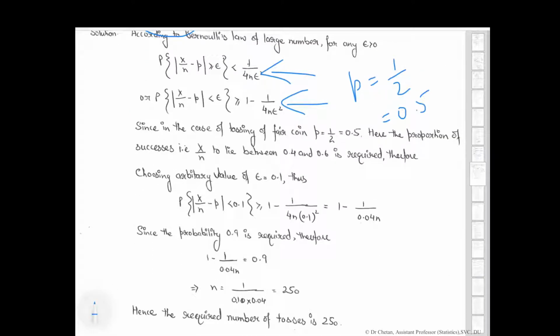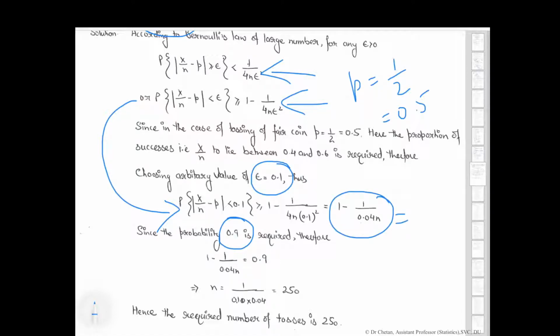Considering an arbitrary value of epsilon, here we consider 0.1. Therefore, this equation can be written as this. Since a probability of 0.9 is required, this quantity should be equal to 0.9. Therefore, n is equal to 250, which is the required number of tosses for getting the probability at least 0.9.